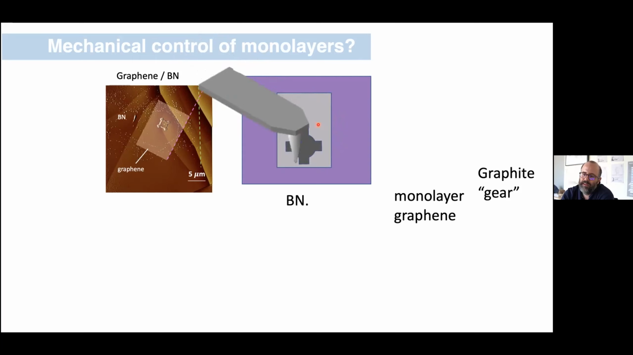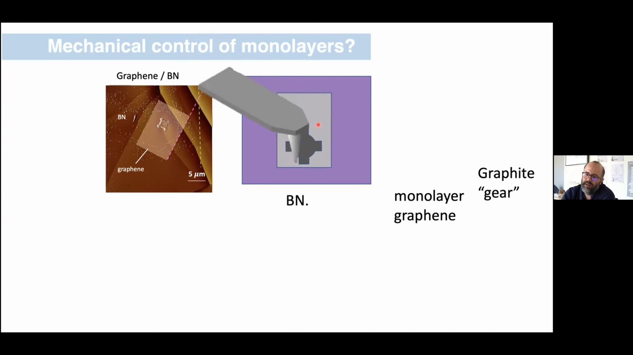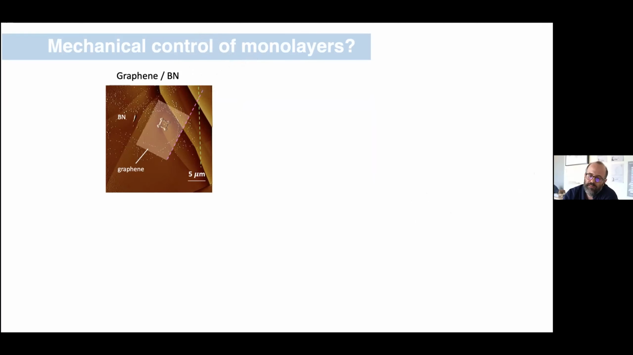So now what this gives me is what we call in my lab a handle, a gear, if you will, to rotate this monolayer sheet of graphene. So does this work? This absolutely works.